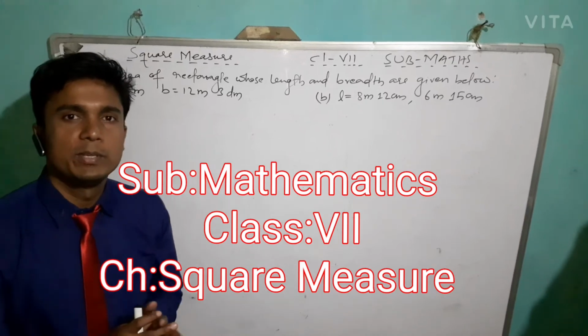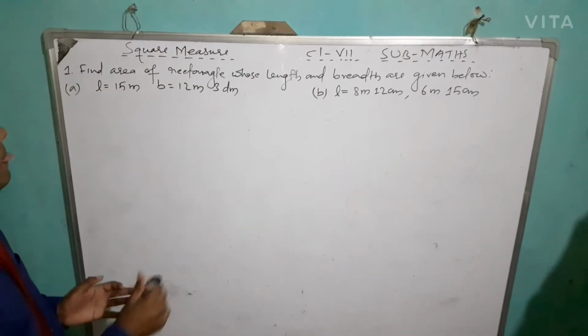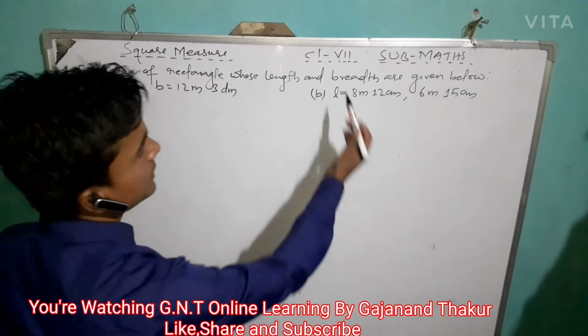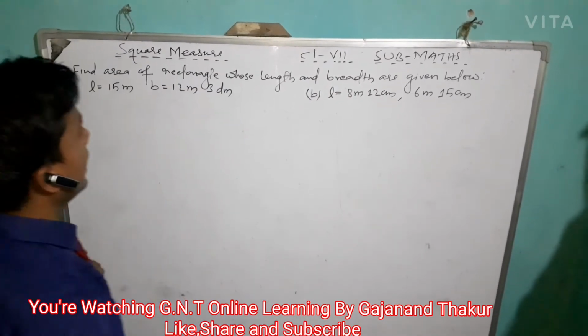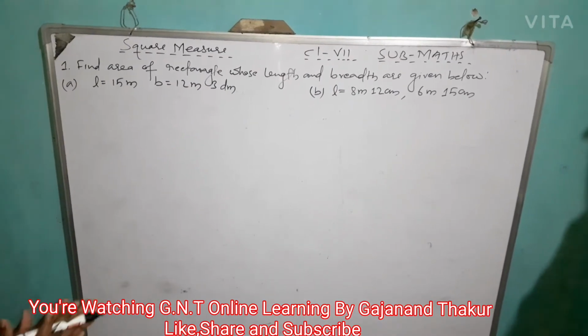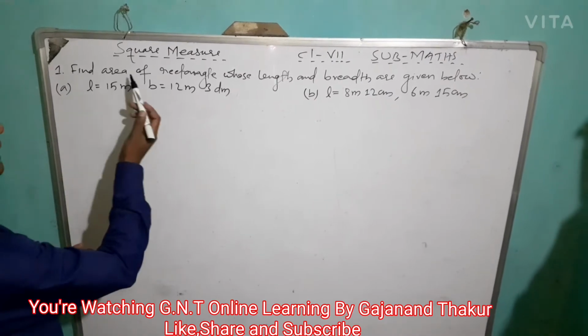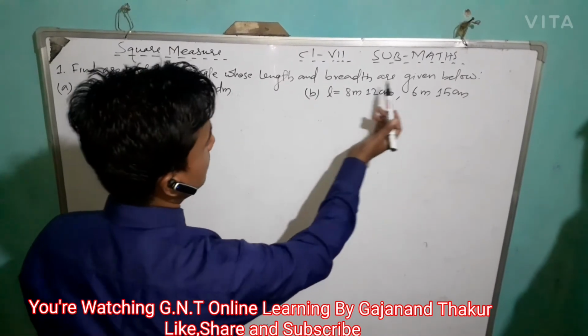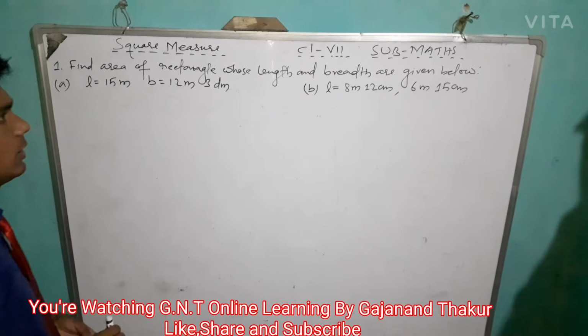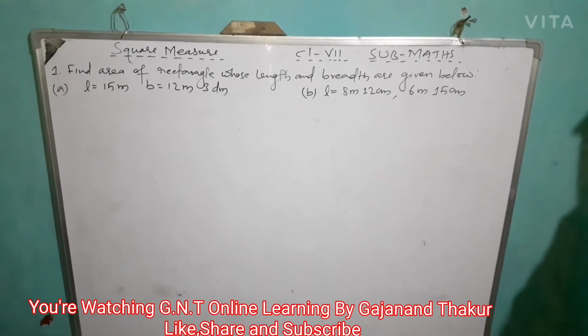Hello everyone, today I'm here to teach you one of the chapters from maths called square measures. It is for 7th standard students, right? The first thing which I'm going to solve today is to find the area of a rectangle whose length and breadth are given below. So here we'll learn how to find the area of a rectangle, right?